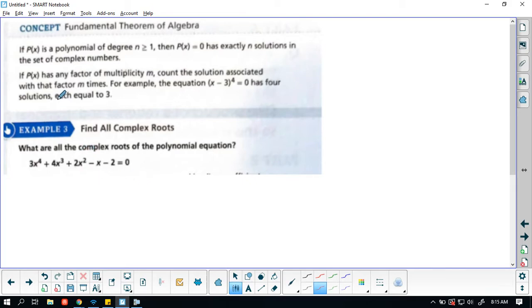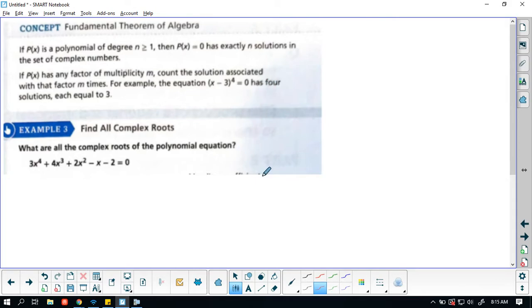The fundamental theorem of algebra: if p of x is a polynomial of degree n greater than 1, then p of x equals 0 has exactly n solutions in the set of complex numbers. If p of x has any factor of multiplicity m, count the solution associated with the factor m times. For example, the equation (x minus 3) to the 4th power equals 0 has 4 solutions, and each is equal to 3. So again, a multiplicity of 4. It hits that 3 4 times.